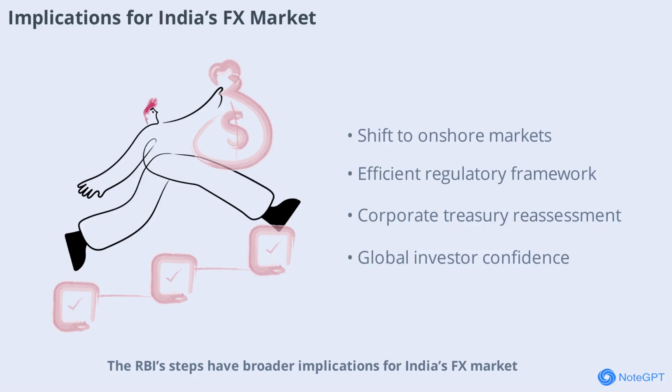RBI steps have broader implications for India's FX market. There is a shift towards onshore markets for hedging and price information, reducing reliance on overseas NDF markets. The regulatory framework is now more efficient, with the RBI prepared to take quick actions for financial stability. Corporate treasuries must reassess their hedging strategies, focusing on actual exposures. While liquidity may be limited, these measures build confidence among global investors, signaling a disciplined and stable regulatory environment.